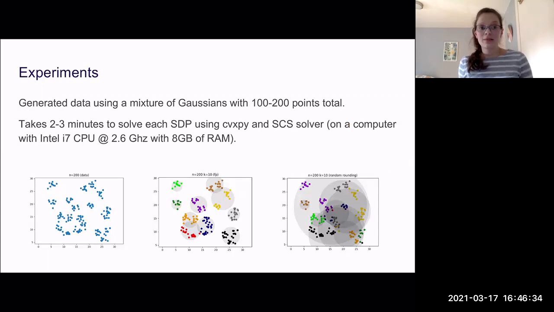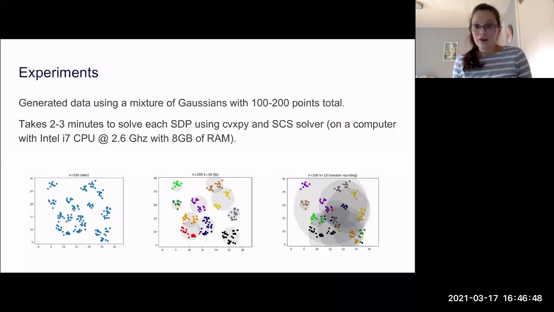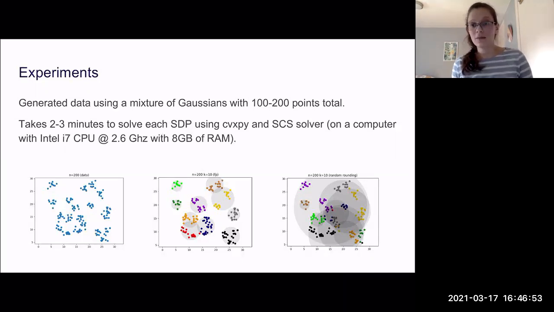So to conclude with some experiments, we generated some data using a mixture of Gaussians with just in the hundreds of points. These take 2 to 3 minutes to solve in Python using the SCS solver for the semidefinite program. You could see improvements in the computation time by implementing an ADMM algorithm, for example, but we just use this built-in solver.